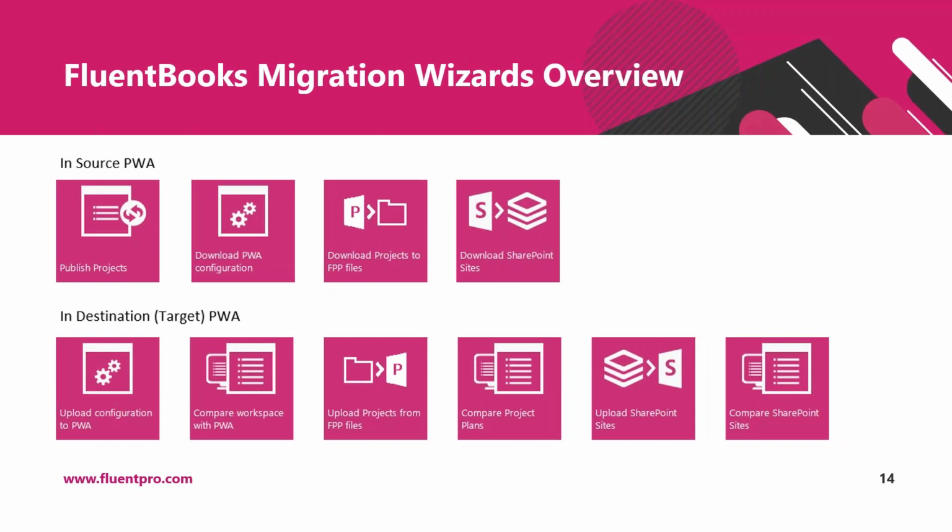FluentBooks provides a variety of wizards to be used for migration and administration. During the migration process, part of the wizards will be used to perform download of the data from the source PWA, and other wizards will be used to upload the data to your target PWA and to validate the migration results.